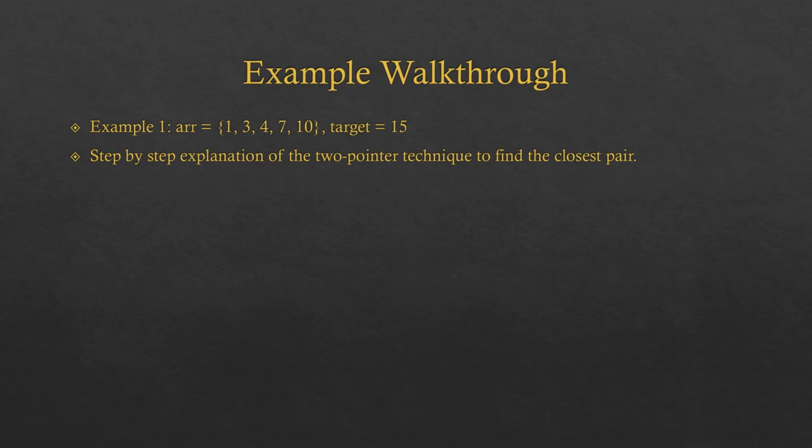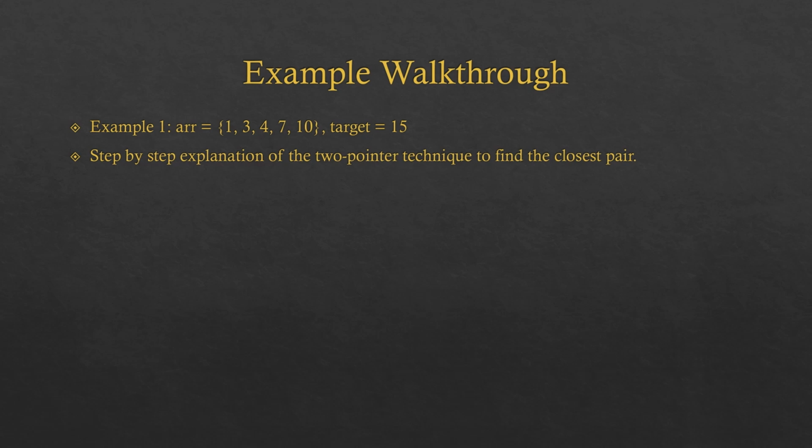Let's walk through an example. Suppose the array is 1, 3, 4, 7, 10 and the target is 15. We will use the two-pointer technique to find the closest pair step by step. Initially, the sum of 1 and 10 is 11. We move the left pointer to 3. After several steps, we find that the closest pair is 4, 10 with a sum of 14, which is the closest to 15.